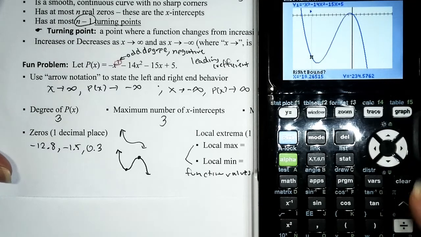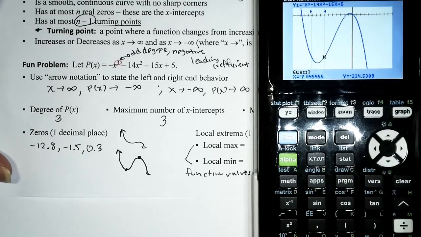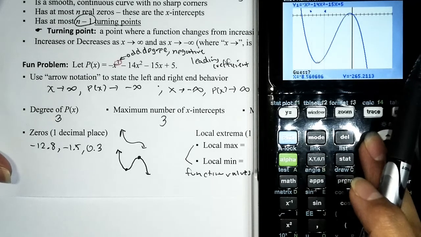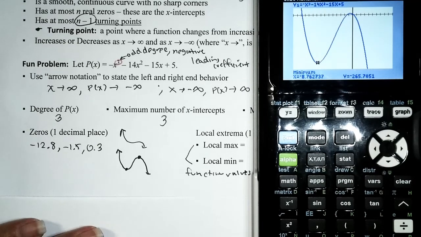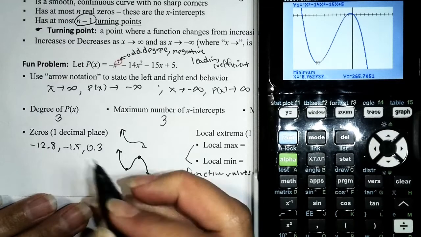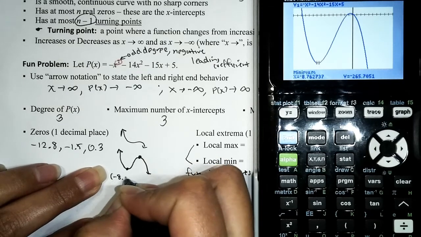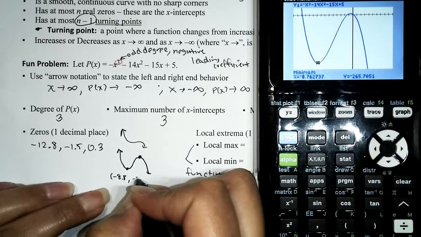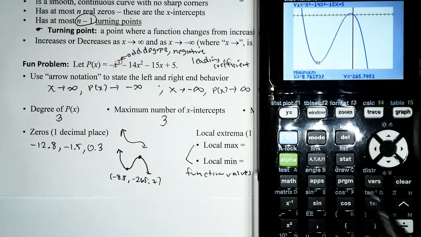Cool. And then right bound, put the cursor anywhere to the right. I think we're good. You could just press enter like I do, or, since I'm trying to be a good person, I'll put it closer to where that low point is. Although we just need the function value, for my screenshot I'm going to put both the x and y. So the x to 1 decimal place is about negative 8.8, and the y to 1 decimal place is about negative 265.7.